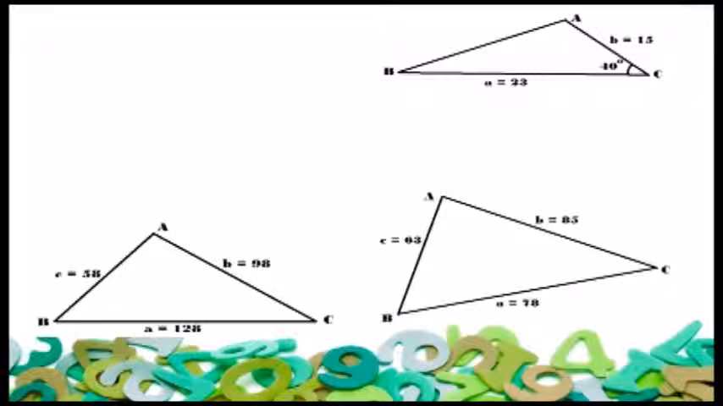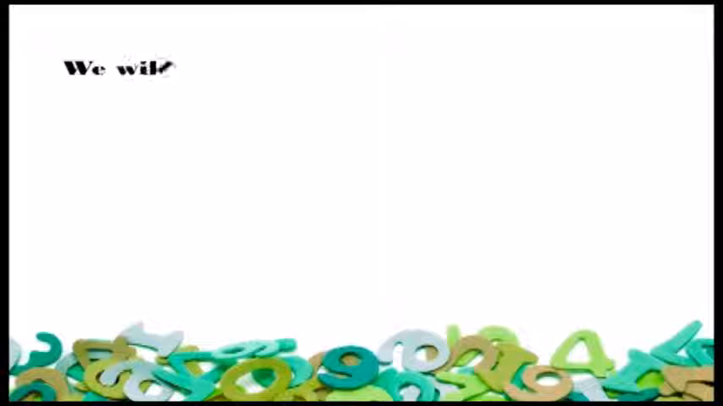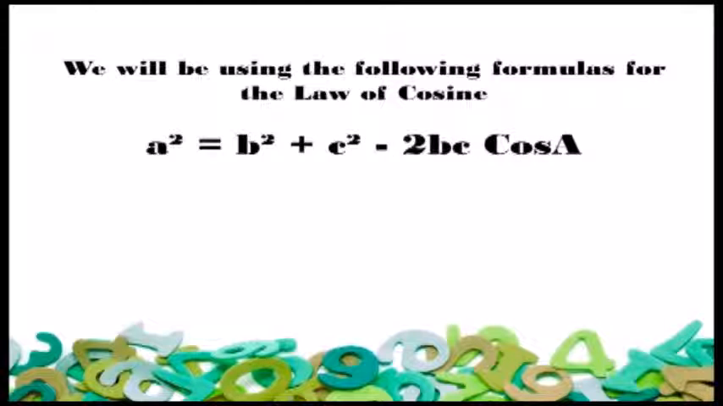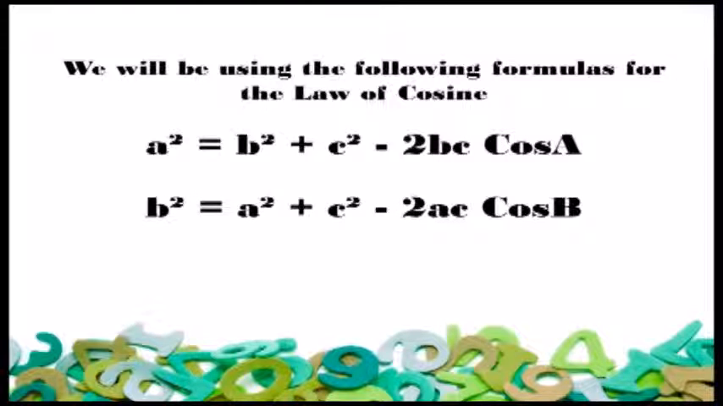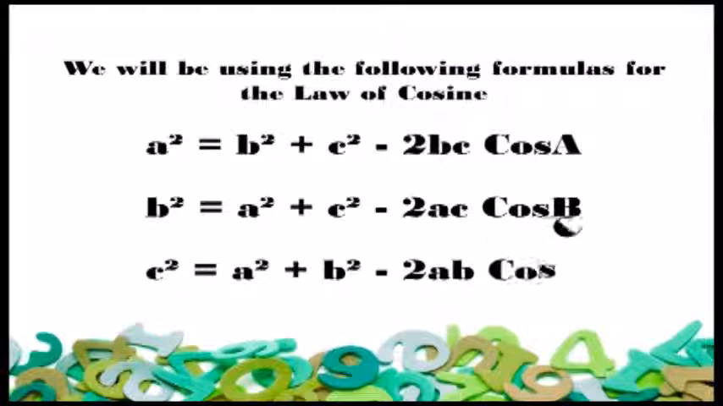The remaining 3 are the triangles that can be solved using the law of cosine. We will be using the following formulas for the law of cosine. A squared is equal to b squared plus c squared minus 2bc cosine A. B squared is equal to a squared plus c squared minus 2ac cosine B. C squared is equal to a squared plus b squared minus 2ab cosine C.